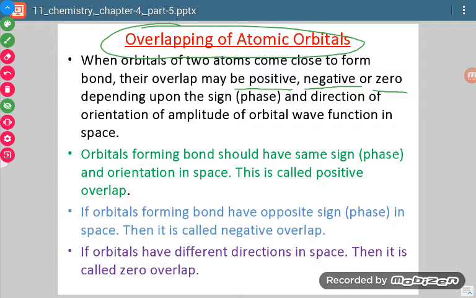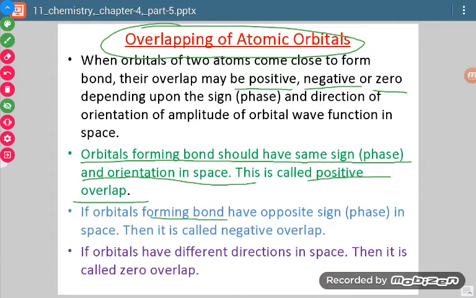Now in the case of positive overlap, what is there? There is a similar sign, or the same side, of the lobes. Okay, that is positive overlap. So let us define these. Orbitals forming bonds should have the same sign and orientation in space, then it will be termed positive overlap. If orbitals forming a bond have opposite sign in space, then it is called negative overlap.